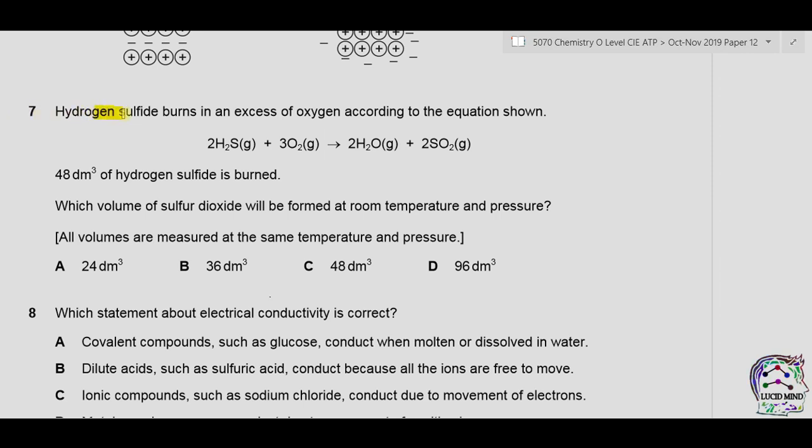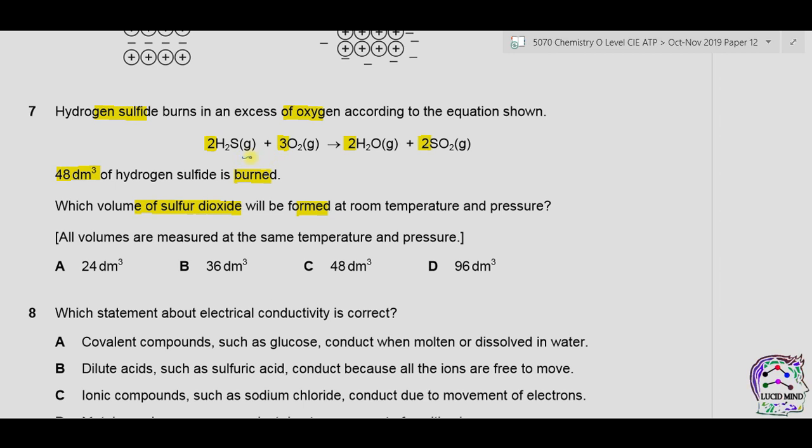Question 7. Hydrogen sulfide burns in an excess of oxygen according to the equation shown. We have 2 moles of H2S that react with 3 moles of oxygen to form 2 moles of water and 2 moles of SO2. 48 decimeter cube of hydrogen sulfide is burned. Which volume of sulfur dioxide will be formed at room temperature and pressure?